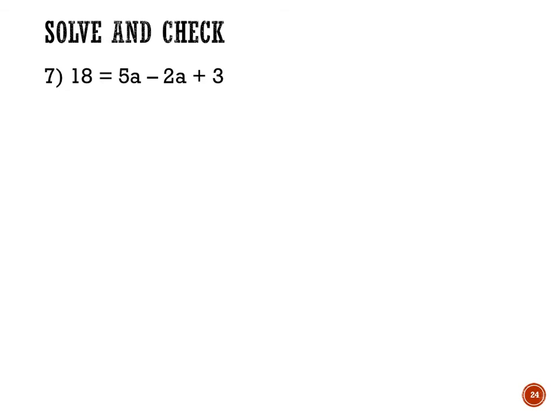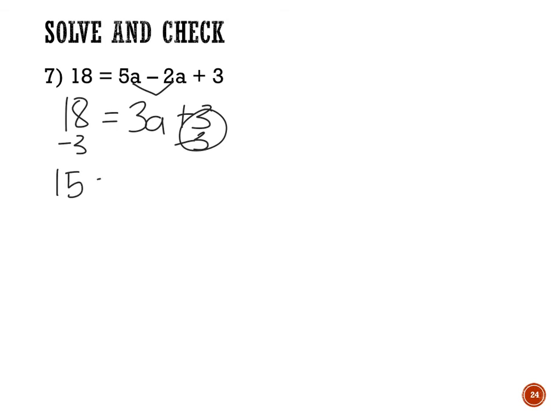Number 7, 18 equals 5a minus 2a plus 3. First thing you're going to do is combine like terms. So 5a minus 2a equals 3a, and then plus 3 equals 18. Opposite of addition is subtraction, so I'm going to subtract 3 from both sides. 3 minus 3 is 0. 18 minus 3 is 15 equals 3a.